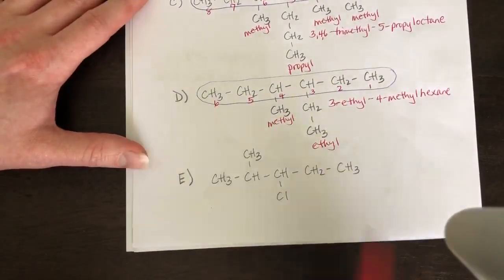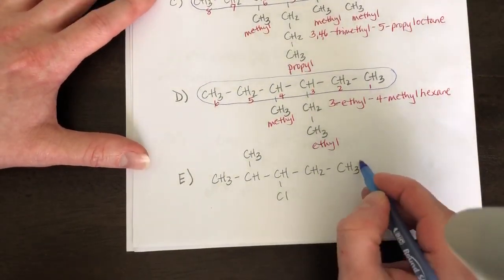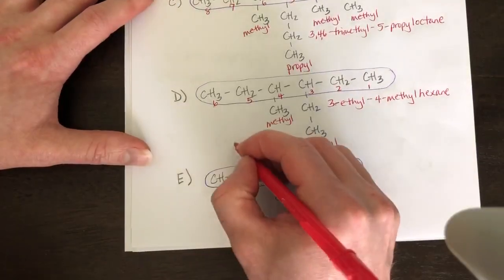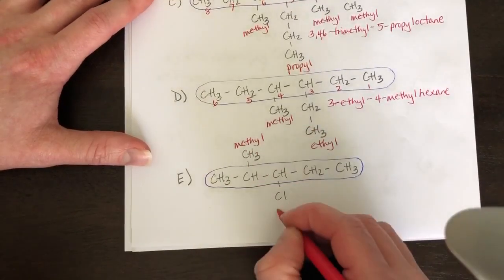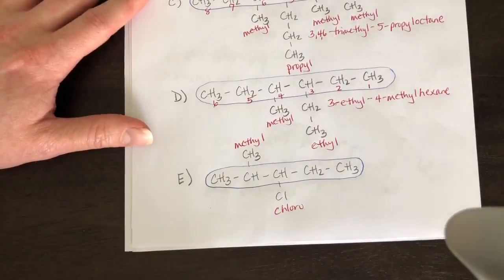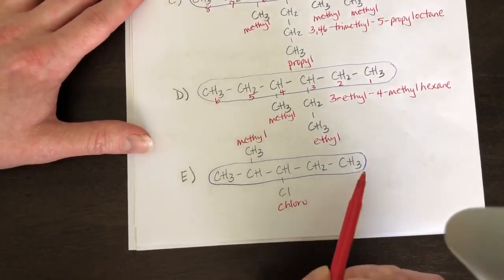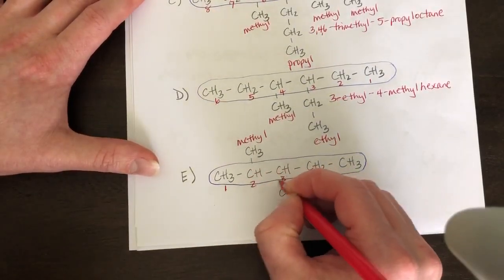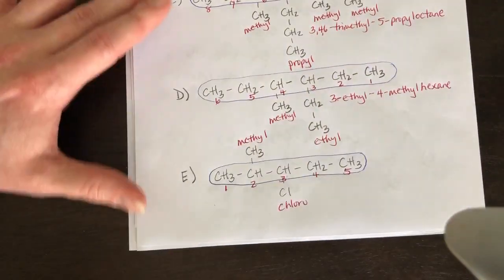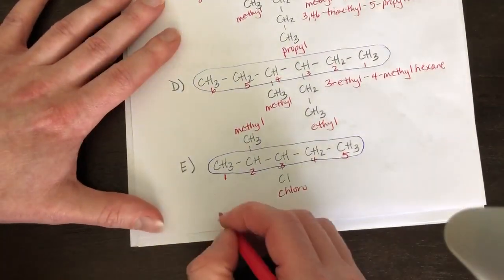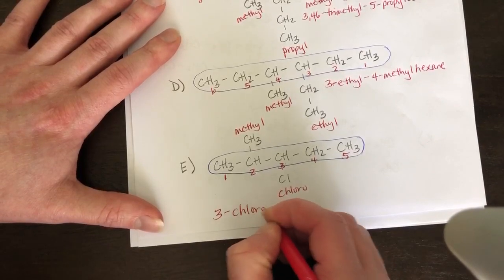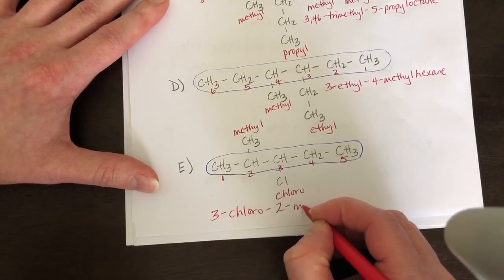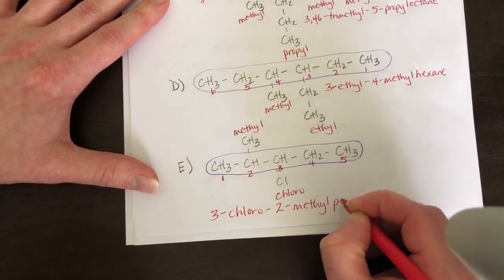Okay, our longest chain of carbons is going to be 5 long. We've got a methyl, and we've got a chloro. Now we're going to number 1, 2, 3, 4, 5, 1, 2, 3. So we're going to number going this way because we'd have a 2, which is lower. Okay. So when we name this, this is going to be 3-chloro, because chloro goes before methyl in alphabetical order, 2-methyl, pentane.